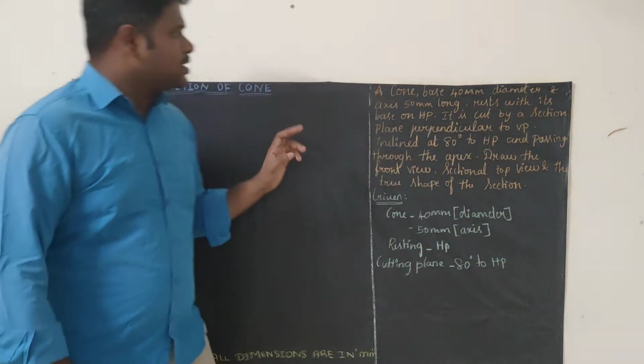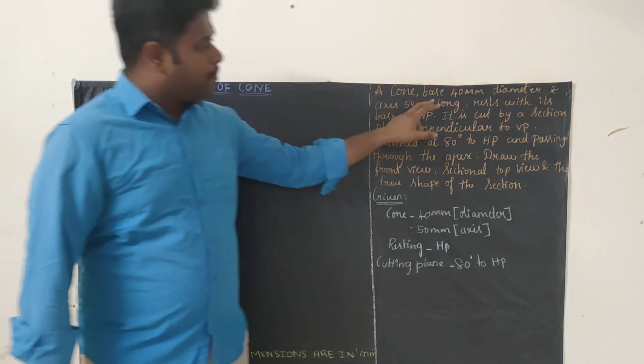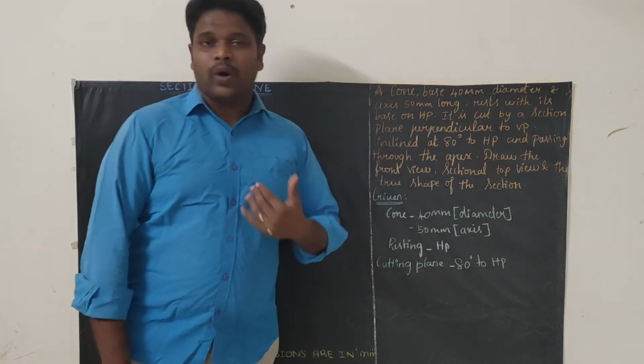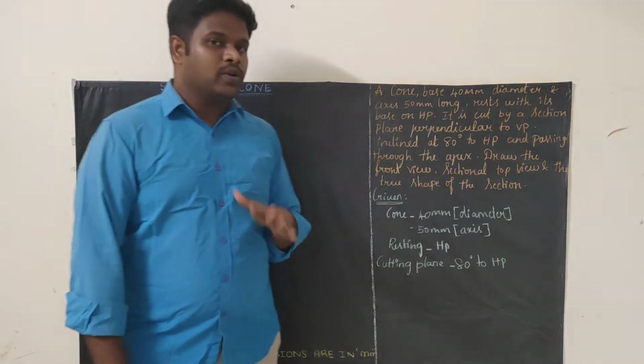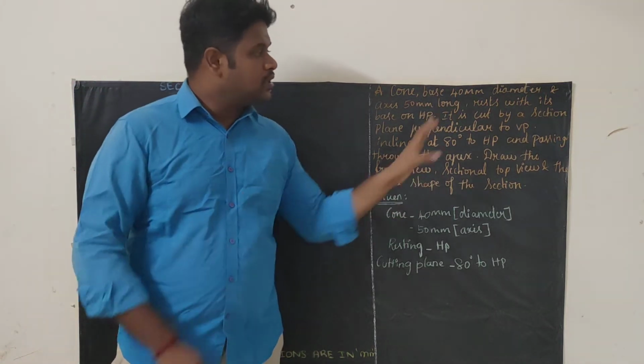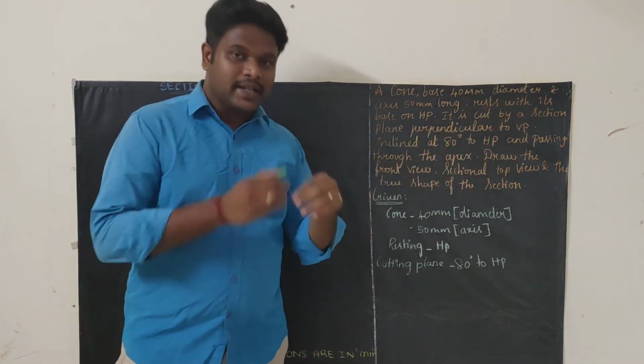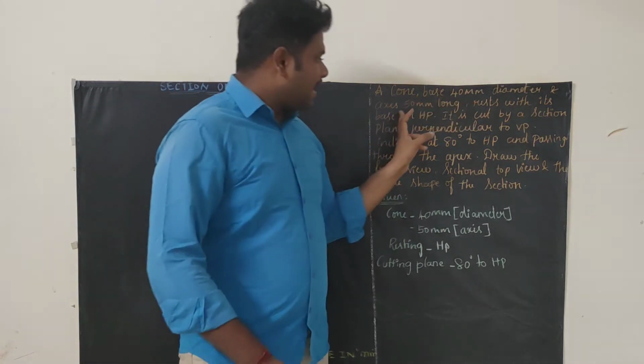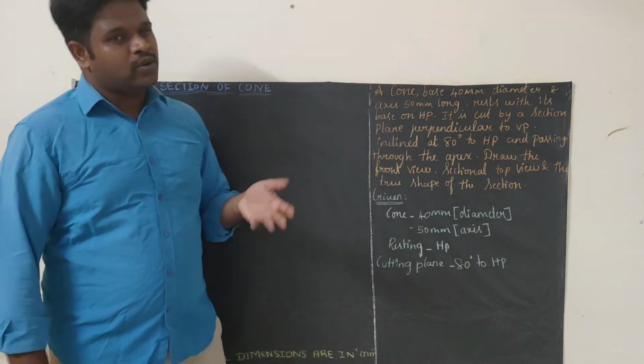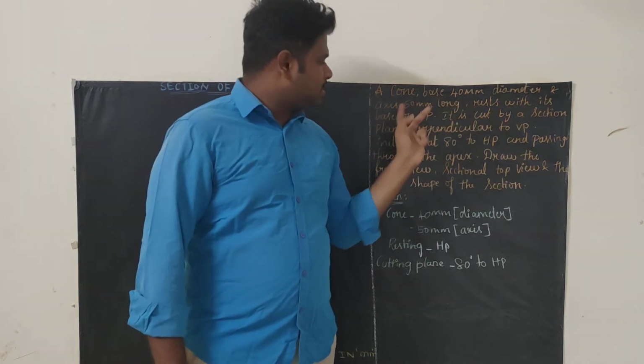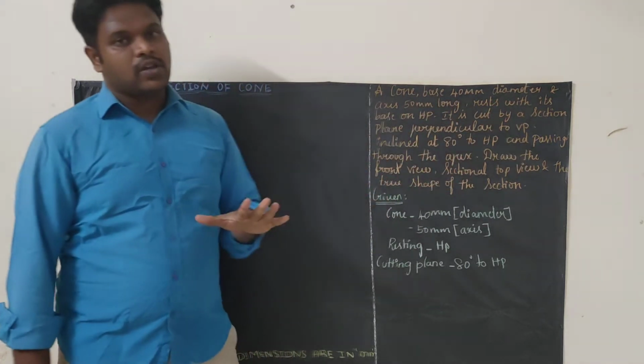So what they gave is a cone, base 40 mm diameter. So what kind of solid are we going to draw? We are going to draw a cone. Cone means the base diagram will be a circle. Diameter of the circle is 40 mm, which means the radius will be 20 mm, and the axis is 50 mm. The height of the cone will be 50 mm. It rests with its base on HP. So the cone is resting on HP.